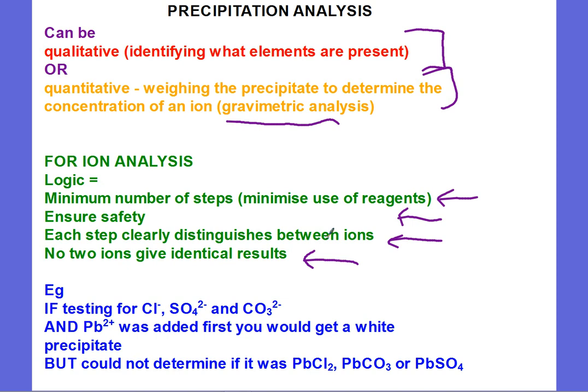So for example, if we were testing for anions, if we were testing for chloride, sulfate and carbonate to see if any of those ions were there, and we chose to add lead first, and we got a white precipitate, that wouldn't tell us very much, because lead chloride, lead carbonate and lead sulfate are all white precipitates, and therefore by getting a white precipitate we haven't actually identified which anion is there. So choosing which chemical you add first, second and third, hence our flowcharts, is very important.